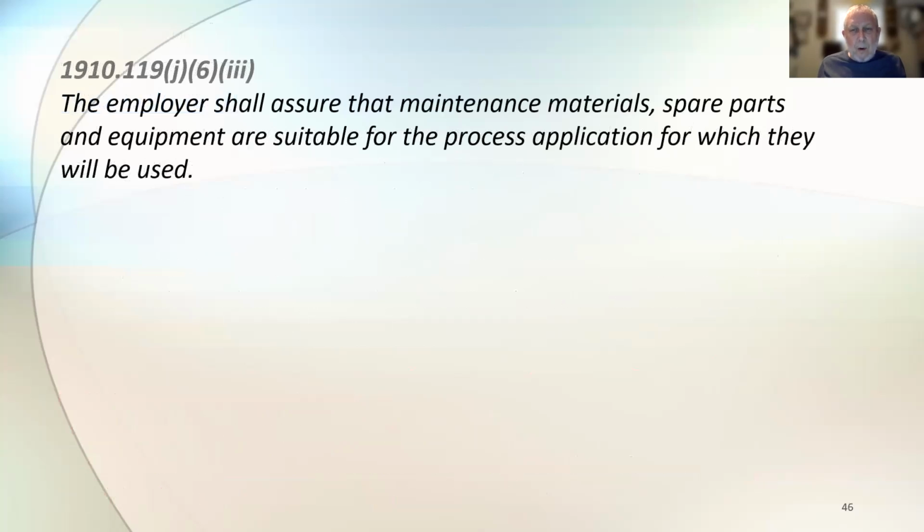The employer shall assure that maintenance materials, spare parts, and equipment are suitable for the process application for which they will be used. Spare parts. What does that mean? How do you do that? Well, one of the ways you do that is you buy them from reputable people. You don't try to get the best price on spare parts, or go out of a regular market for these things. You know, buy them on the black market.